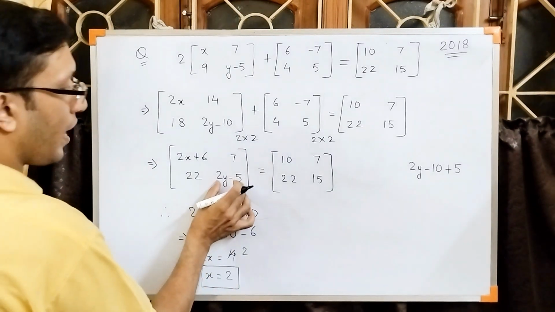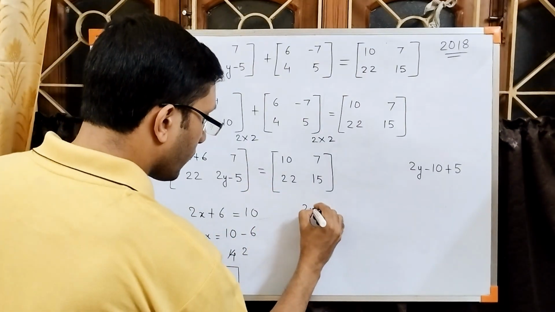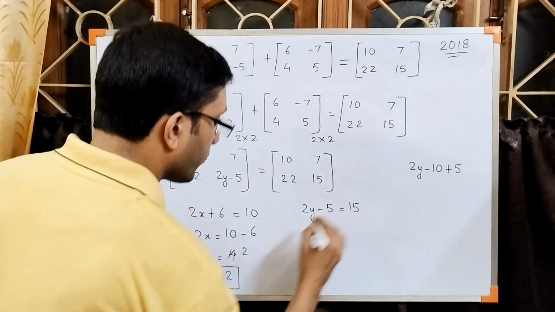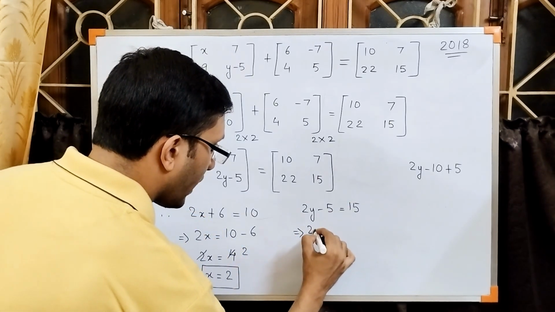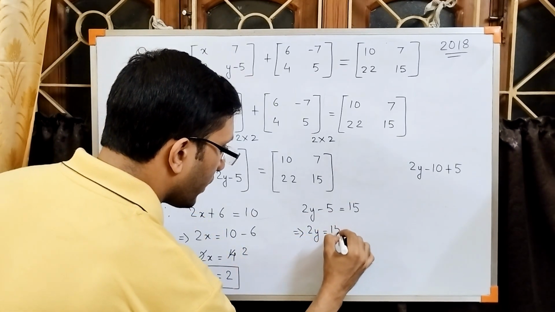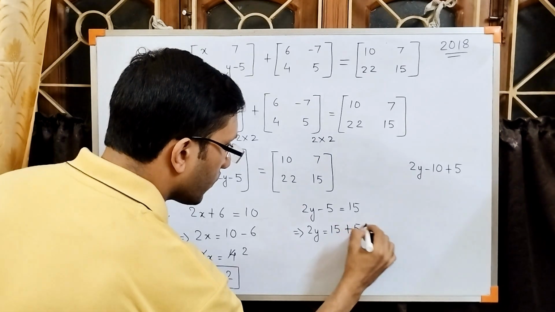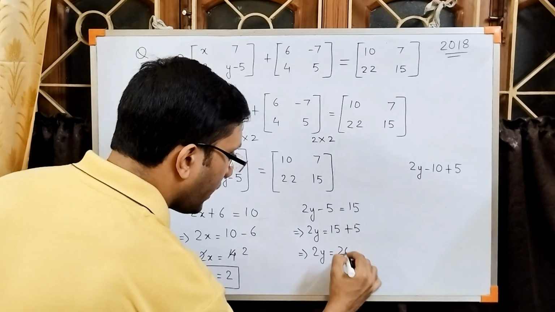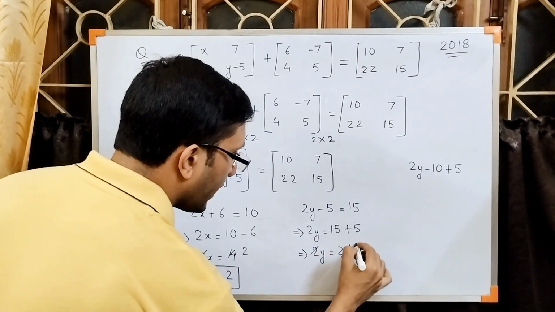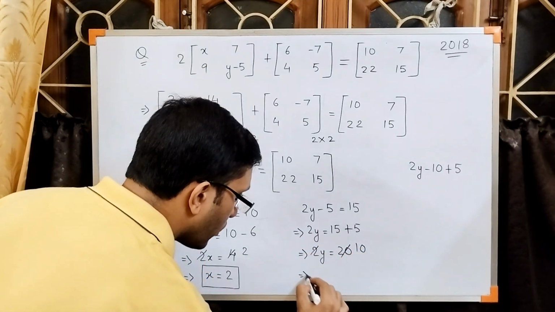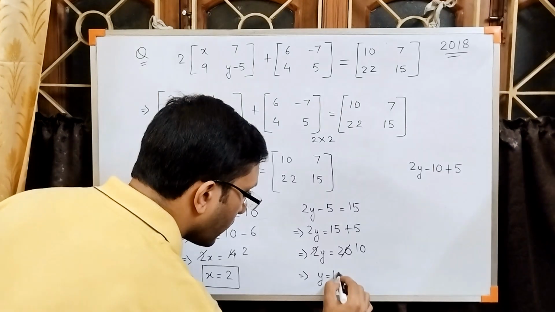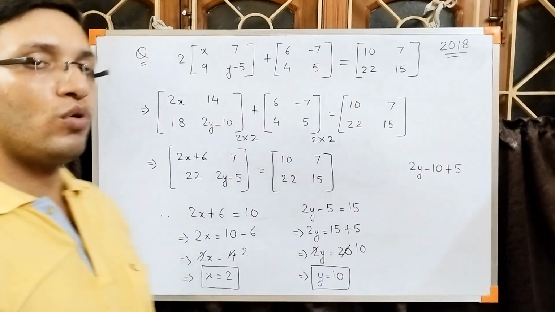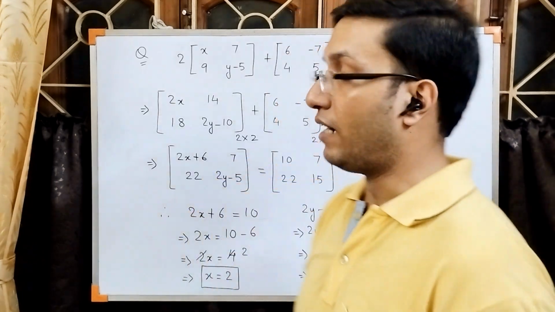And similarly, we can write 2y minus 5 is equal to 15. So we can write 2y is equal to 15 plus 5, that is 20. So 2y is equal to 20. 2 cancels 20 10 times. So the value of y is 10. So the value of x is 2 and the value of y is 10.